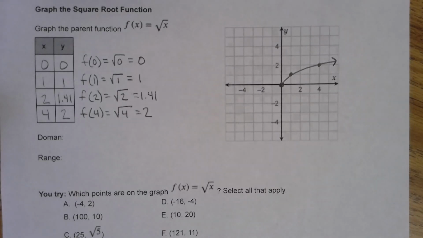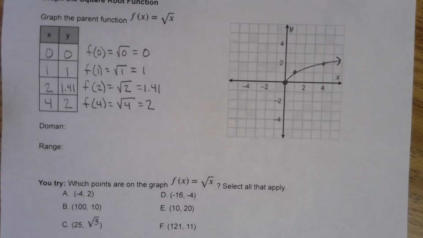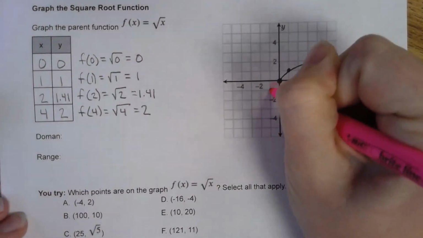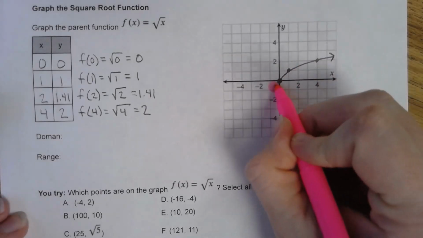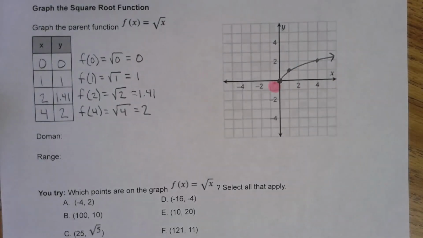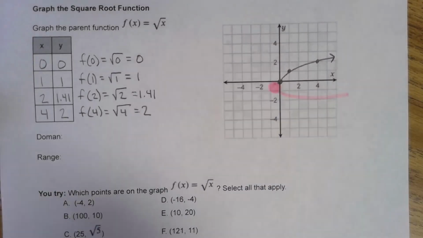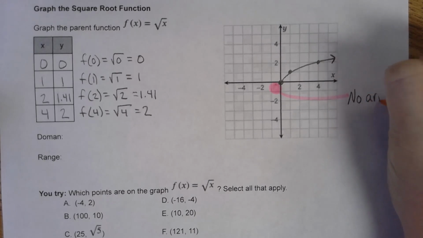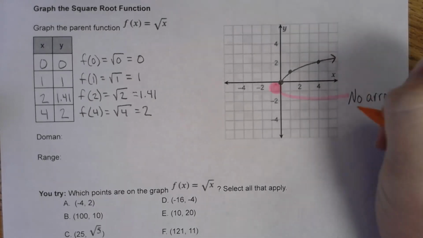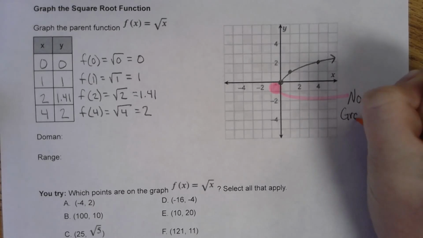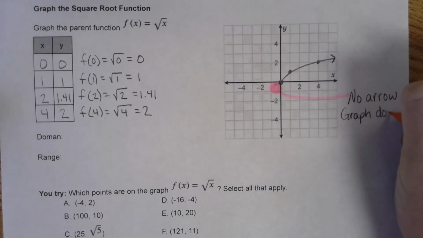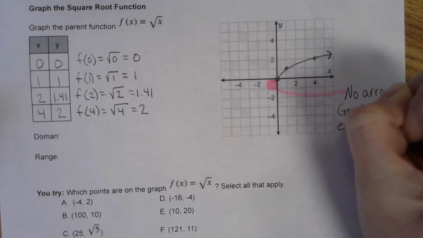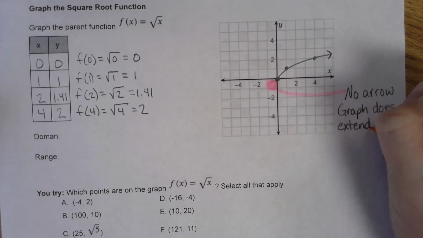So let's talk about a few things here. First of all, we will notice here, if you want to grab a highlighter, right here at this end of the graph, there is no arrow. No arrow on that end, because the graph does not extend past that point 0, 0.